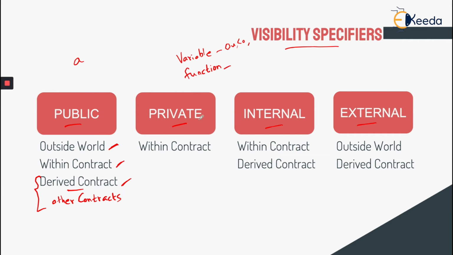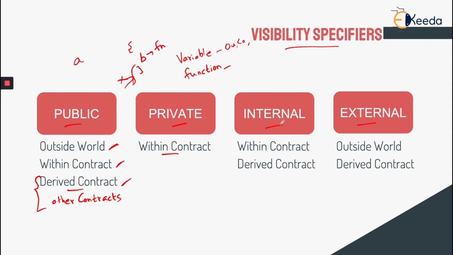Now come to the private. Private for that contract means that only within the contract you can use it. The outside world and derived contracts cannot access this private variable. So if you create something like B within a contract, only within the contract some function will be able to access it. From outside, nobody will be able to access the variable directly. That is the private visibility specifier.